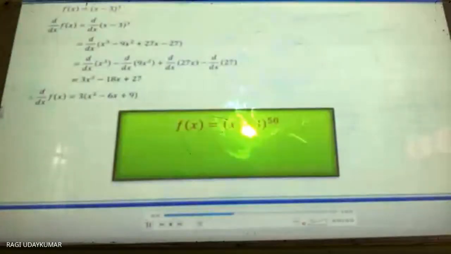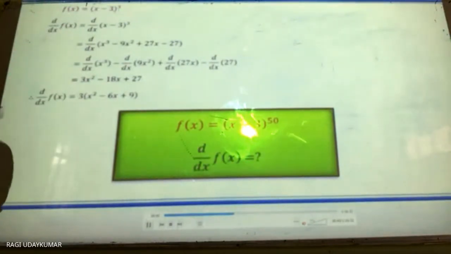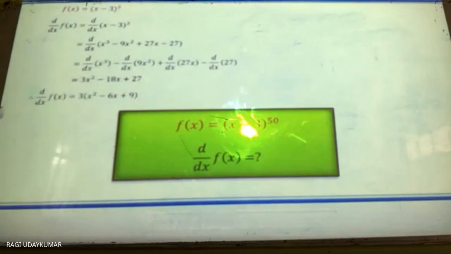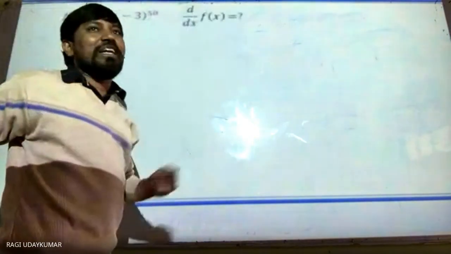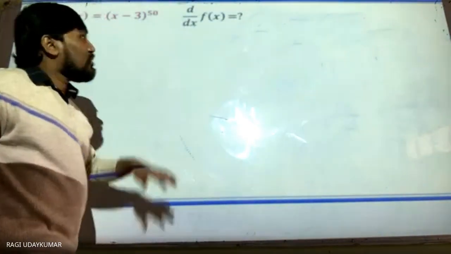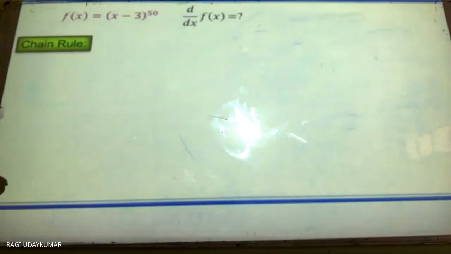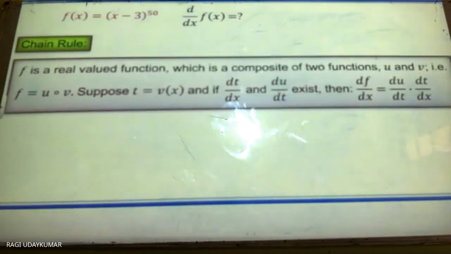Suppose if a power of 50 is given, the expansion cannot be done. For 3, we have x minus 3, like a minus b whole cube expansion, you did. But whenever f of x is equal to x minus 3 whole 50 is given, how do you find the derivative of this function? We cannot expand it and find it. So in that situation, this is called a composite function. Chain rule you have to use in this situation.